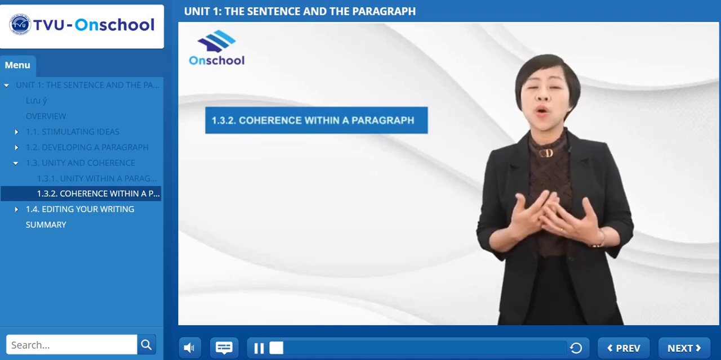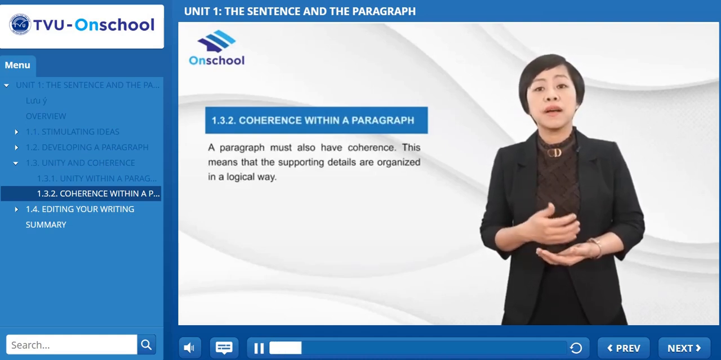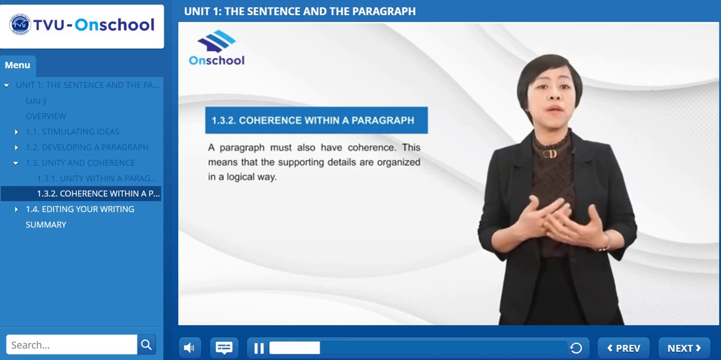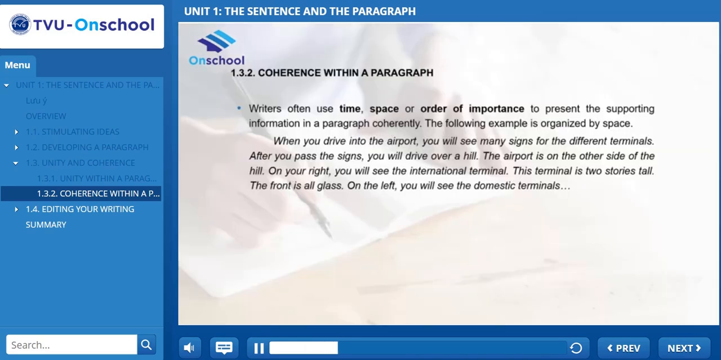Next, a paragraph must also have coherence. That means the supporting details are organized in a logical way. Writers must use time, space, or order of importance to present the supporting information in a paragraph coherently. And this example is organized by space. The example here shows different places in an order, from where you can see the signs to one side of a hill, the other side of the hill, and the things you can see on the left, at the front, or on the right. All of these help the reader follow the details more easily.